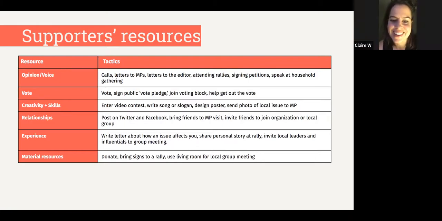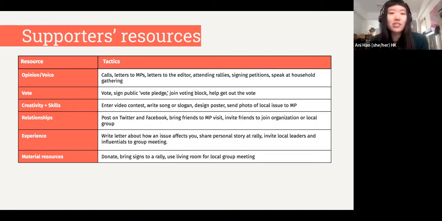Okay. Thank you. And just to say that there are just so many tactics. I want to say also for opinion voice that not included in the tactics is not just letters to the editor, but writing in the media.